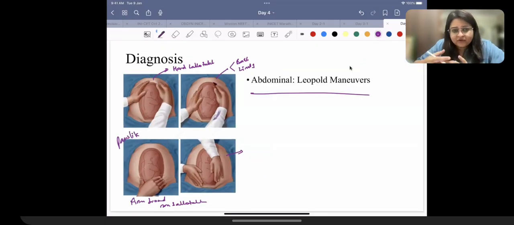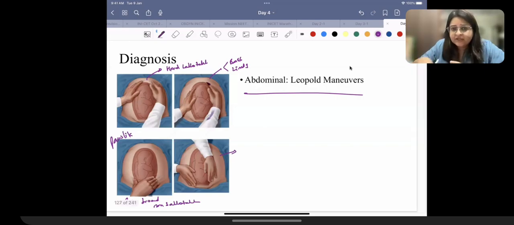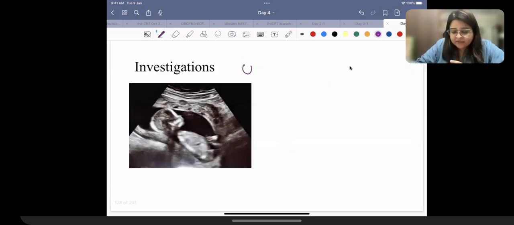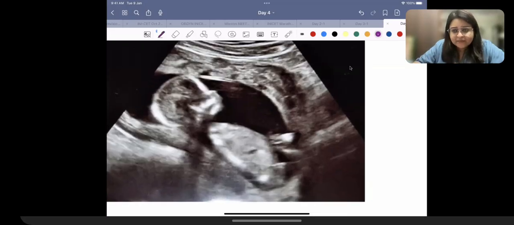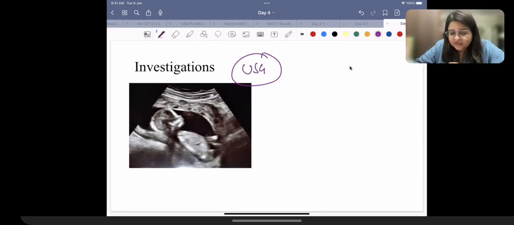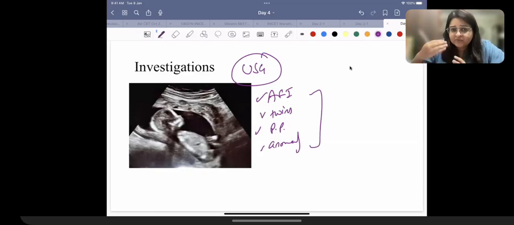So of course, you will diagnose this on an examination and you will confirm this by doing an ultrasound. On ultrasound, you will see the presentation, and ultrasound will also be helpful because it will help you understand if there is a possible cause. So you can see the amniotic fluid index. Is there oligohydramnios? Are there twins or triplets? Is there placenta previa? Is there any anomaly? So an ultrasound helps determine a possible cause for the breech presentation. It will confirm your diagnosis and tell you if there's a possible cause.